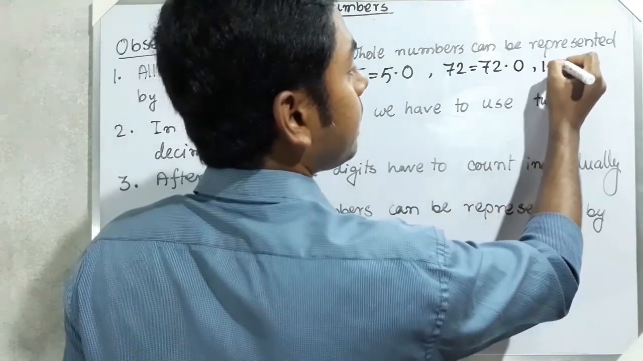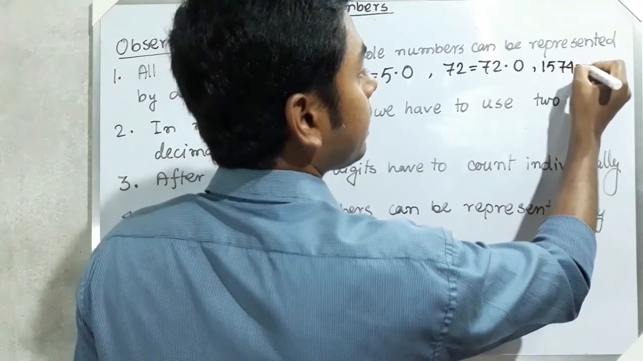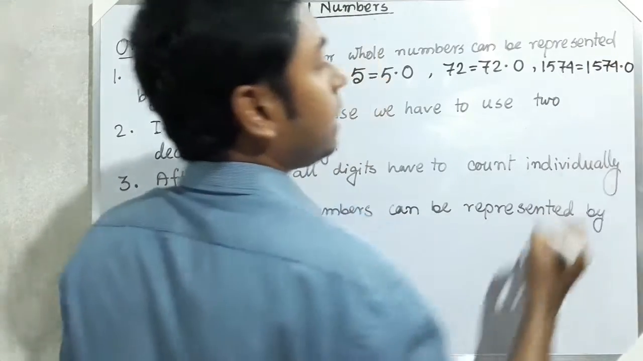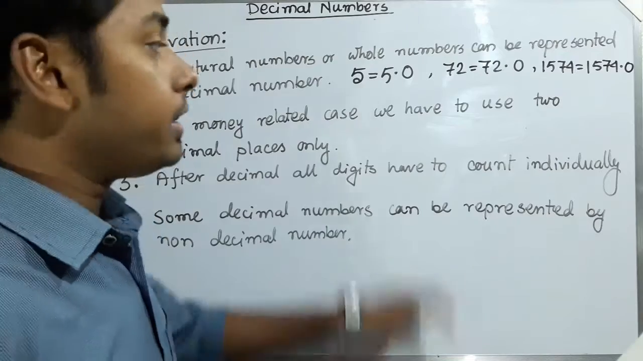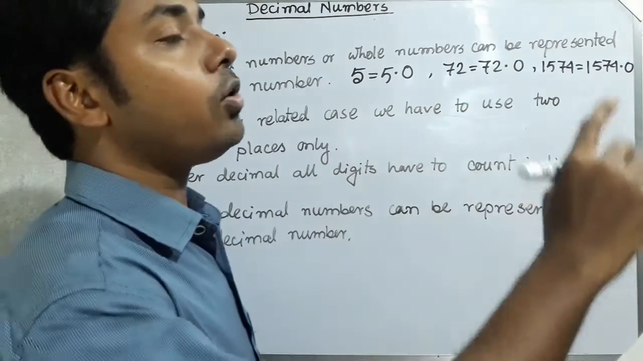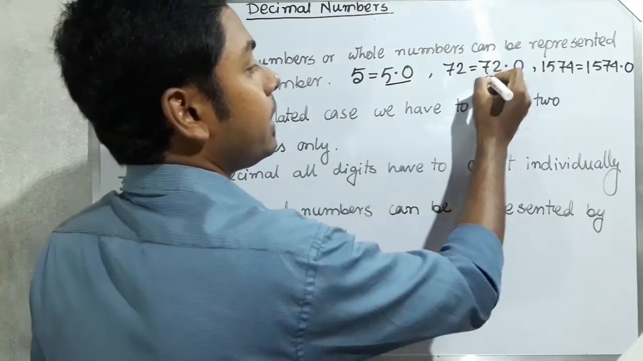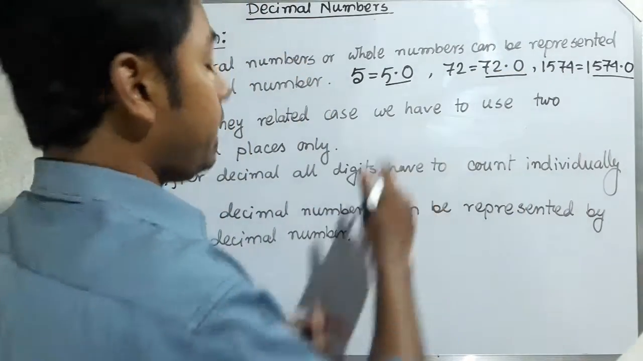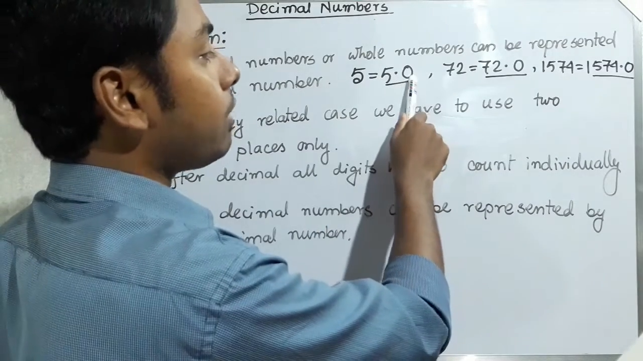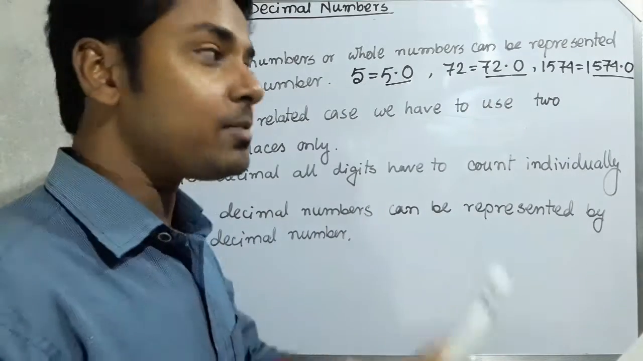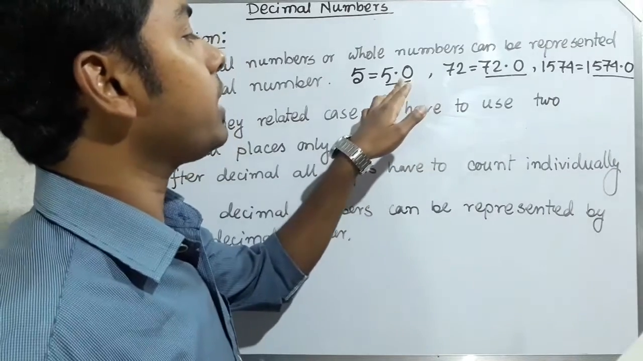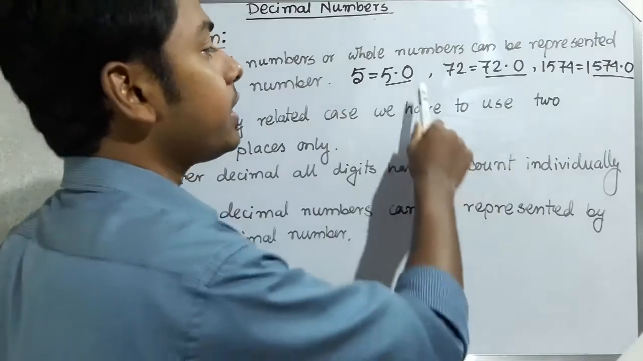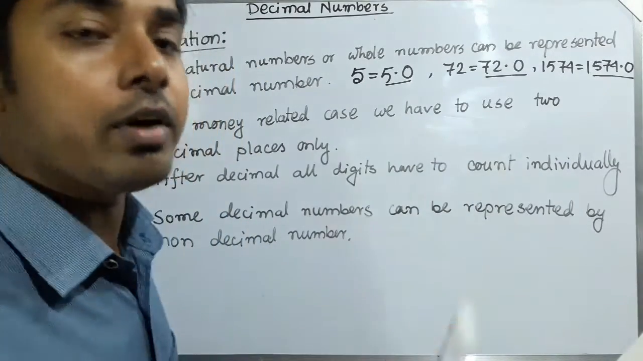Suppose 1574, we can write it as 1574.0, like this. Okay, that means all the natural numbers or all the whole numbers you can write in the form of decimal. Here I have taken only a single 0 after the point, but as per the requirement you have to take 0s after the point. It is not mandatory that you take only a single 0. As per the requirement you have to take.